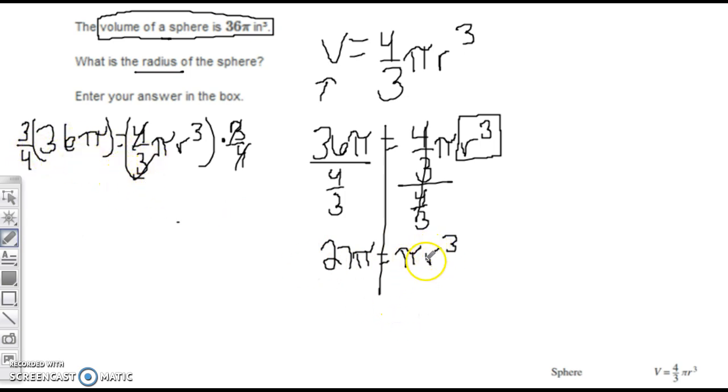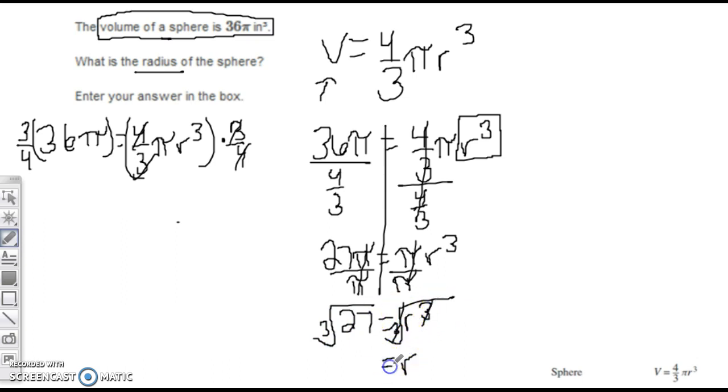All right, I'm still trying to isolate the radius, get the radius by itself, so now I need to get rid of pi. So I'm going to divide each side by pi, and it happens to cancel on both sides, which is nice. And then I need to get the r by itself. I need to get rid of the cube. The opposite of cubing something is cube rooting. So I'm going to take the cube root of each side because cubes and cube roots cancel. And the cube root of 27 is 3.